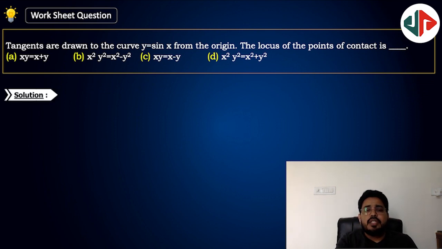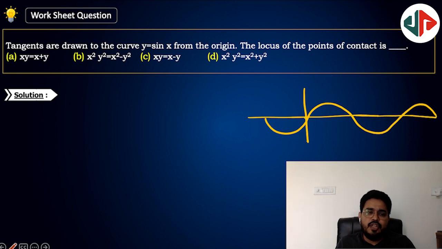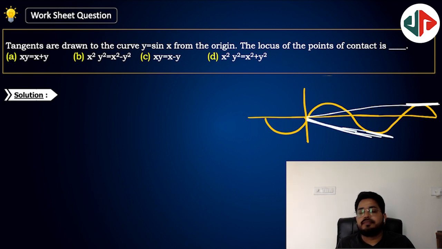Tangents are drawn to the curve y is equal to sin x from the origin, find the locus of points of contact. So sin x is also passing through the origin, how is this going to happen? If you are drawing a tangent from the origin to here, this is the thing, or from here to here, this is the tangent. So I want to find the locus. If I take this as x1, y1, and this is 0, comma 0.